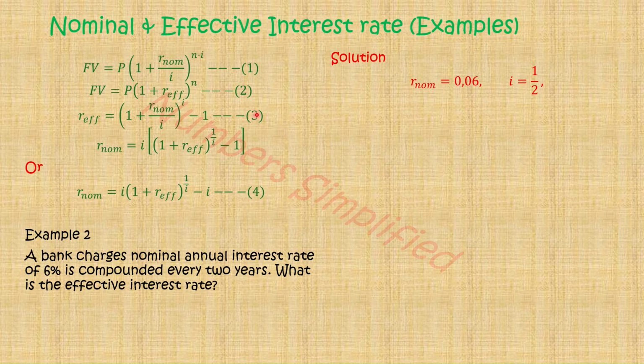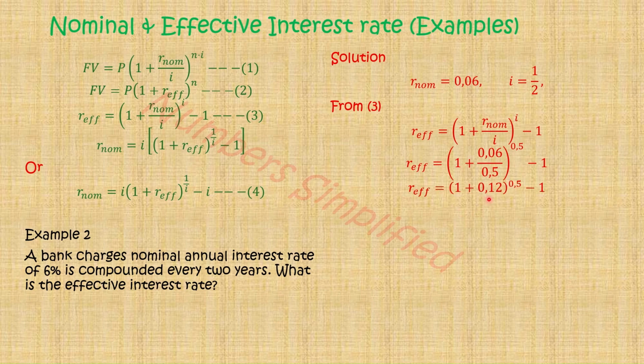Right, so equation 3 is that. And substituting for the nominal interest rate, we are going to have 0.06 in place of the nominal rate, and for i, we have 0.5 in two places. So we check to see if we have substituted for everything that we have to substitute for before we proceed. And it seems we have. Then we deal with the fraction which is within the brackets or parentheses.